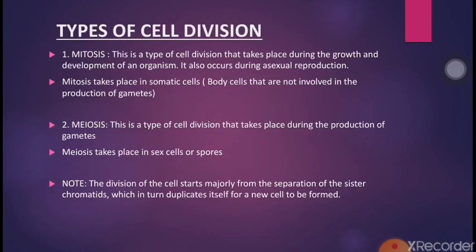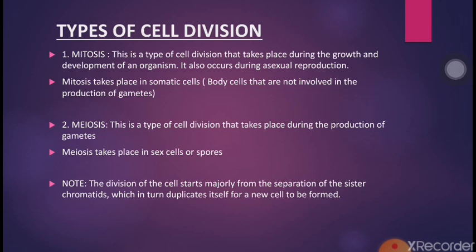Now, let's look at types of cell division. Two types: mitosis and meiosis. Mitosis is the type of cell division that takes place during the growth and development of an organism. It also occurs during asexual reproduction. It takes place in somatic cells, that is, cells that are not involved in the production of gametes.